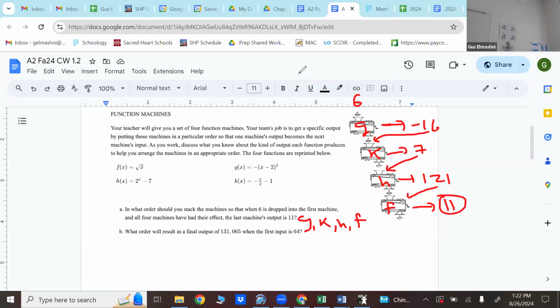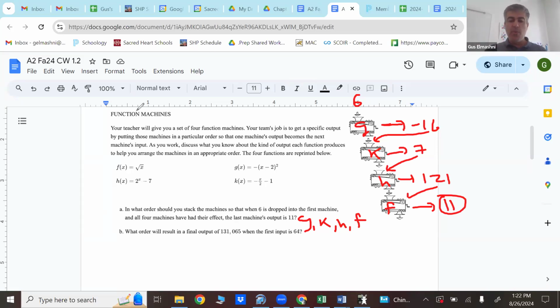John, go back to this. Just get it. All right. And if you put -16 into this one, you should get 7. But 7 makes sense over here. You would get 128 minus 7 is 121, and root 121 is what? So it goes GKHF.